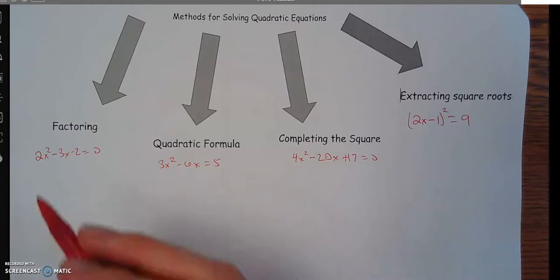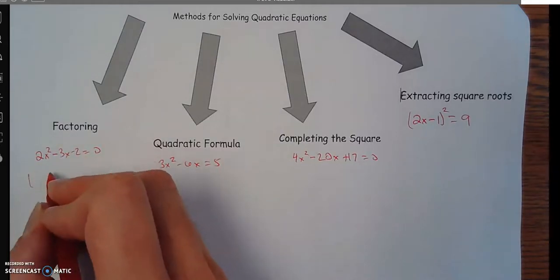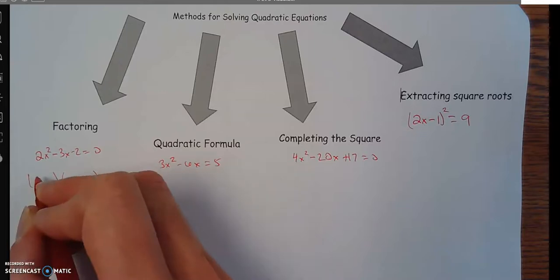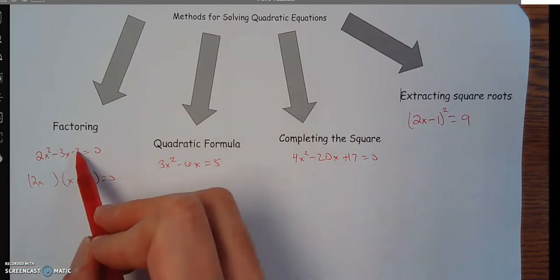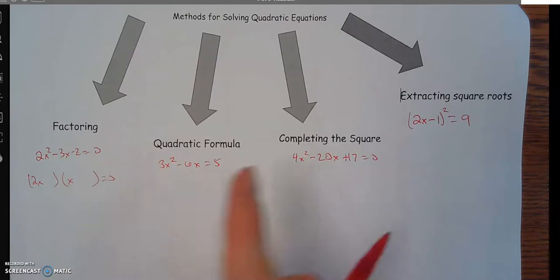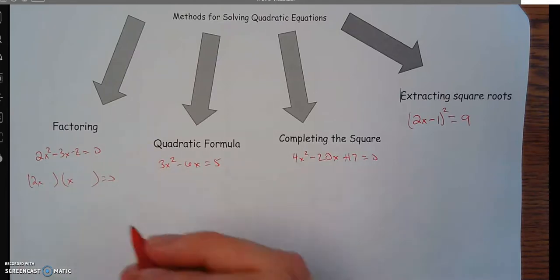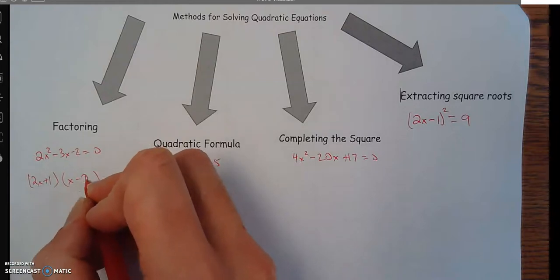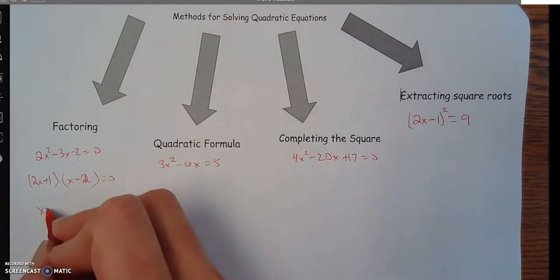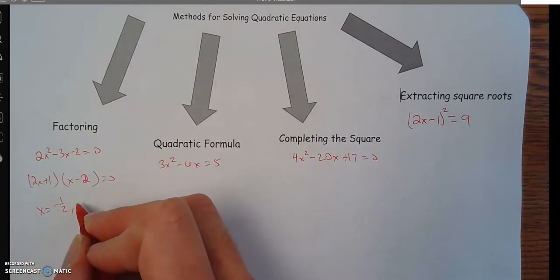The first one is factoring, like we talked about on the front side. So I've got 2x and x. I want to fiddle around and see what multiplies to give me negative 2, and what adds, outer or inner, to give me negative 3. In this case, it'd be plus 1 and minus 2. So that means x would be negative 1/2 and 2.